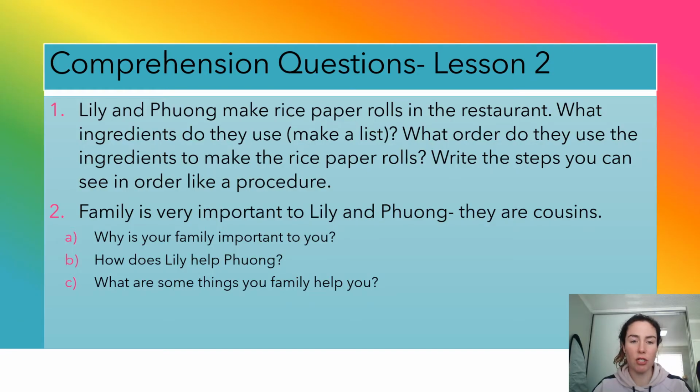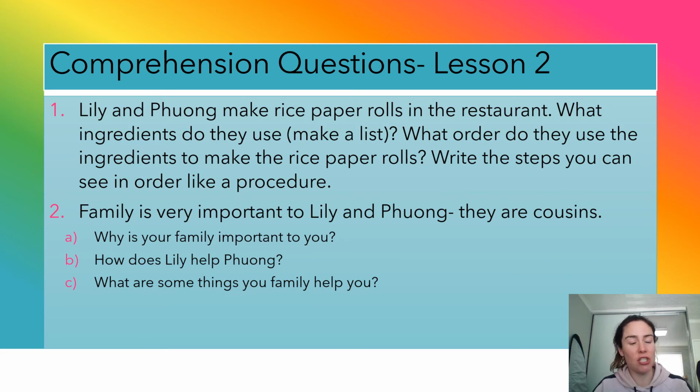All right, our first question is, Lily and Phung make rice paper rolls in the restaurant. What ingredients do they use? Make a list. What order do they use the ingredients to make the rice paper rolls? Write the steps you can see in order like a procedure. So we're creating a little bit of a recipe, what we can see them do in the video. You'll need to pause it and write down the ingredients you can see. And then you might need to rewind it and rewatch it a couple of times just to see what order they do the rice paper roll making in. They do look pretty yummy, but Phung's definitely look a little bit better than Lily's in that second scene there.